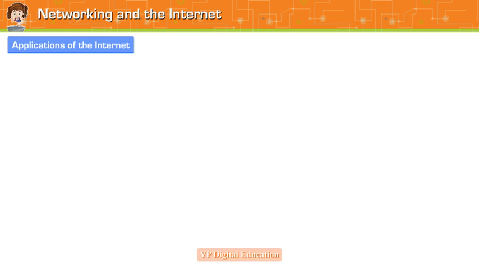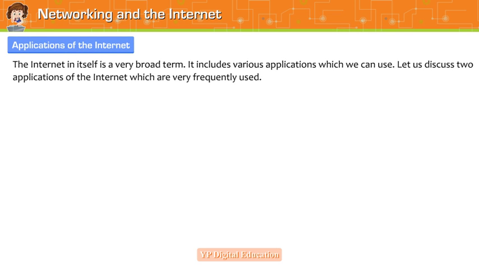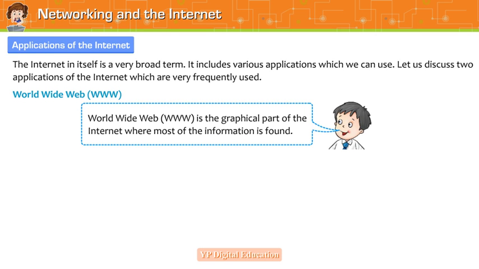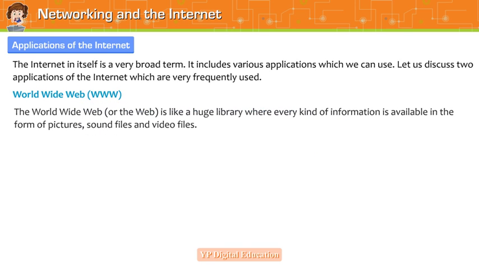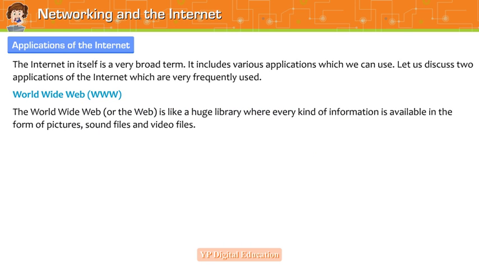Applications of the Internet. The Internet in itself is a very broad term. It includes various applications which we can use. Let us discuss two applications of the Internet which are very frequently used. World Wide Web, WWW. World Wide Web is the graphical part of the Internet where most of the information is found. The World Wide Web, or the web, is like a huge library where every kind of information is available in the form of pictures, sound files, and video files.